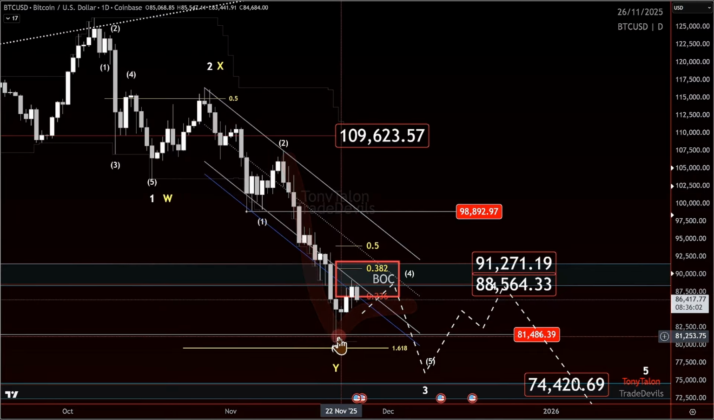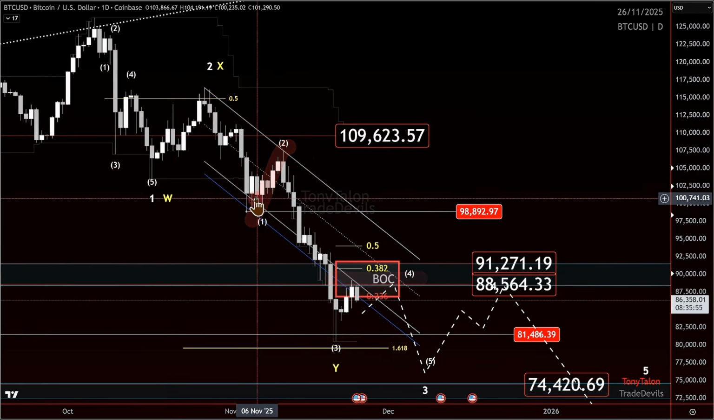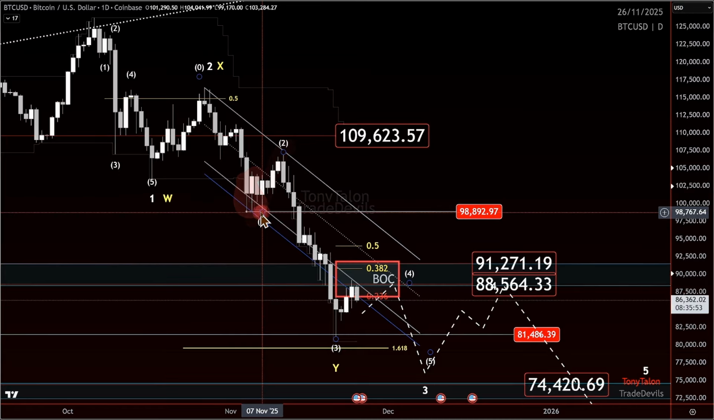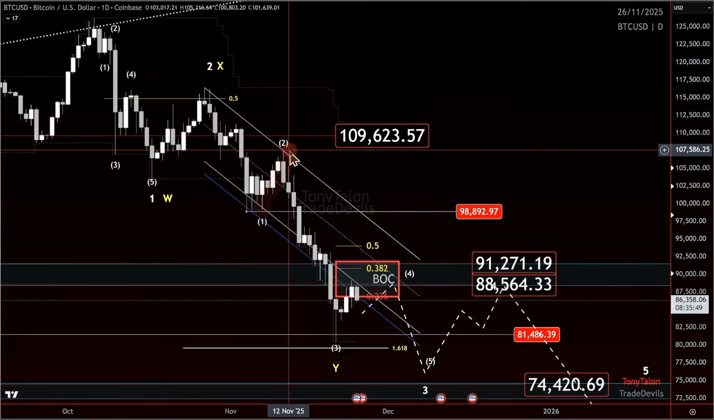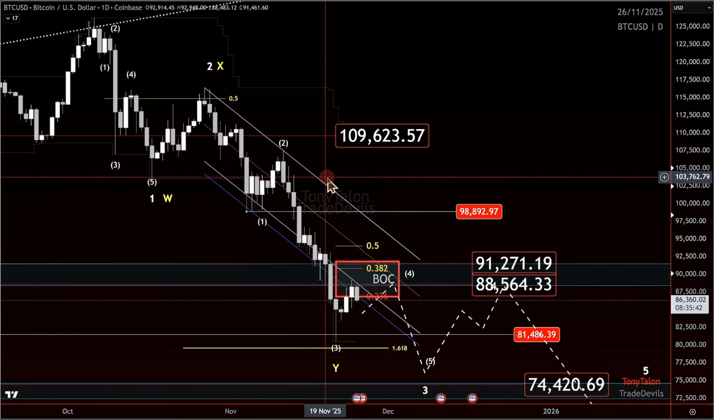This is typically because the wave 4s are going to be more of a sideways correction and take up some more time, where the wave 2s typically are not a sideways correction. They're going to be a sharp correction, so they take a little bit less time and they go a little bit deeper typically. So that's all I'm looking at here on the daily.